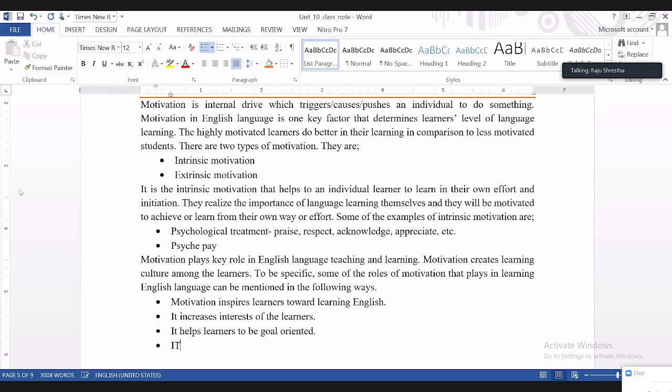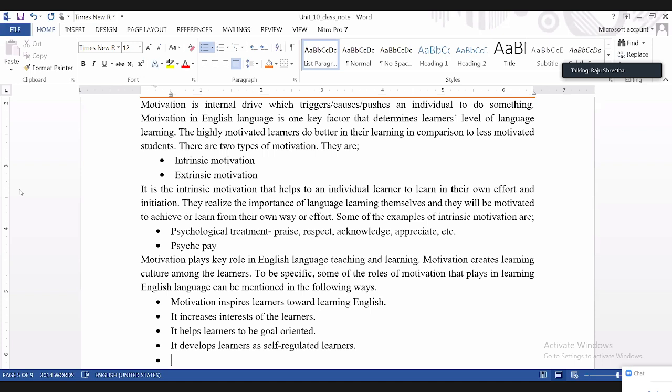It develops learners as self-regulated and self-controlled. It develops learners as self-regulated learners. Confidence level also. Okay, it encourages learners to be free and frank.